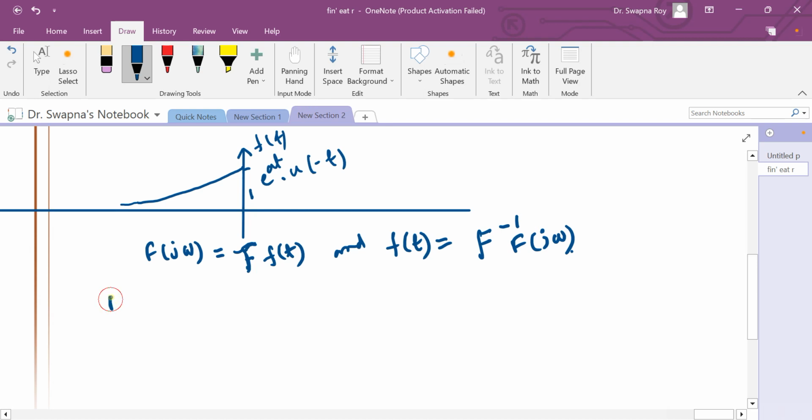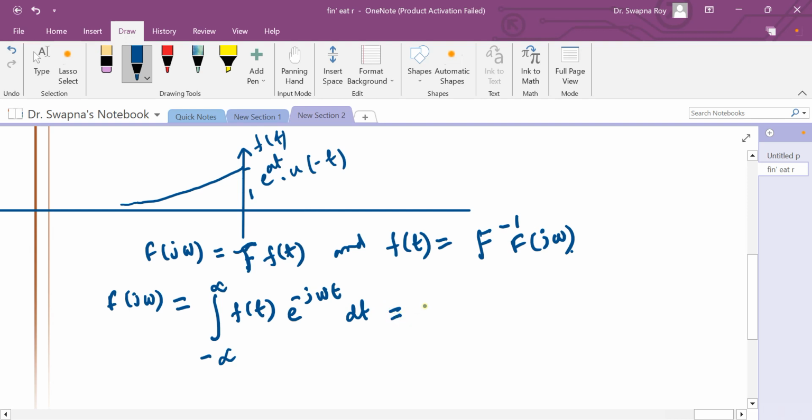Now F omega is equal to, by definition, this will be minus infinity to infinity f of t e to the power minus j omega t dt. As I said, this is a continuous domain signal extending from minus infinity to plus infinity, an aperiodic signal, that is, the time period is infinite. So F j omega is equal to integration limit minus infinity to plus infinity f of t e to the power minus j omega t dt.